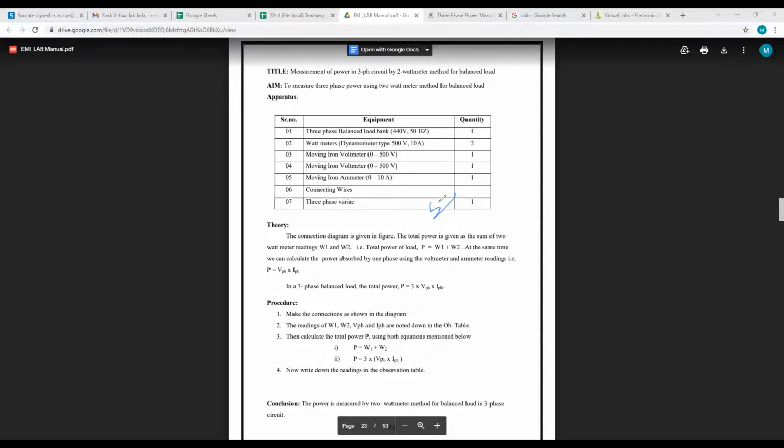So for the balanced load, what we will do: all of you know the three phase, I think, everyone. 3-phase supply and 3-phase AC circuits, all of you have studied. Yes or no? Yes. I will consider this side. I will take the color as red here.